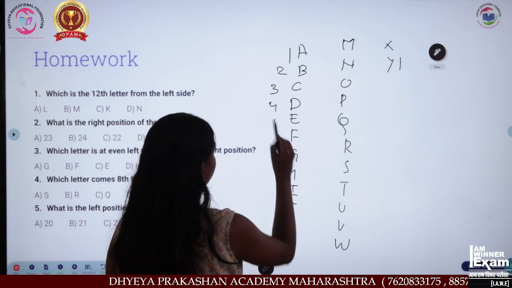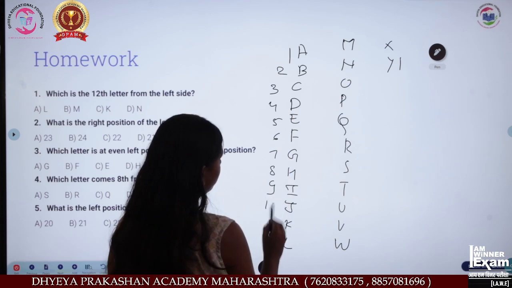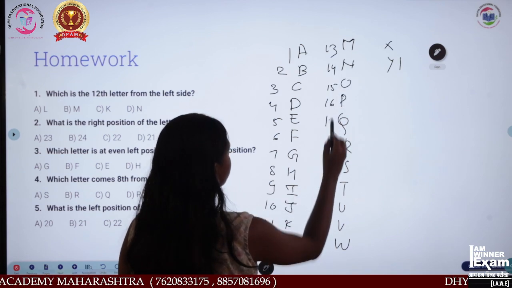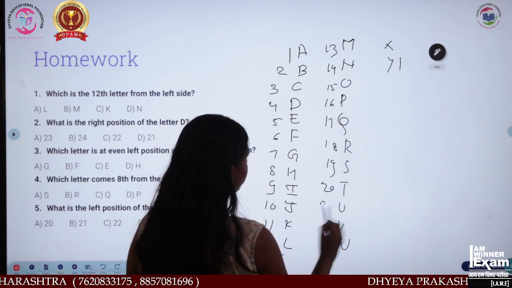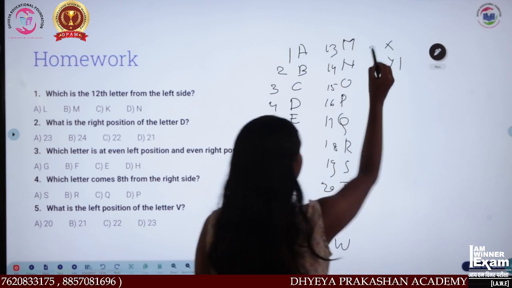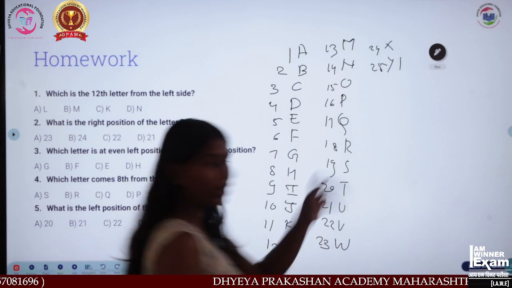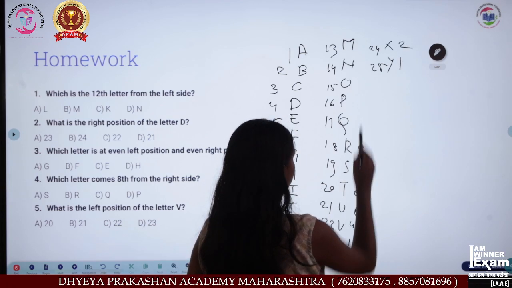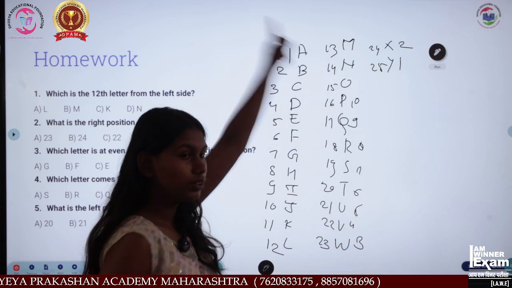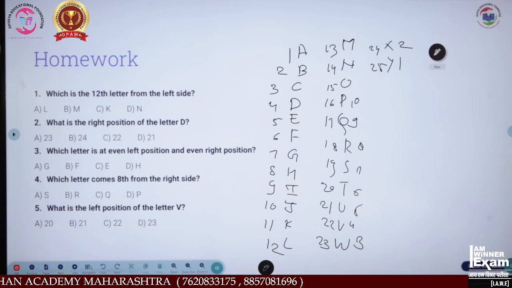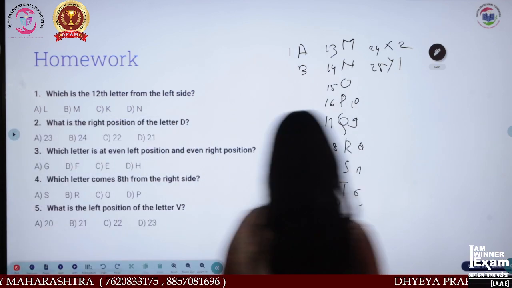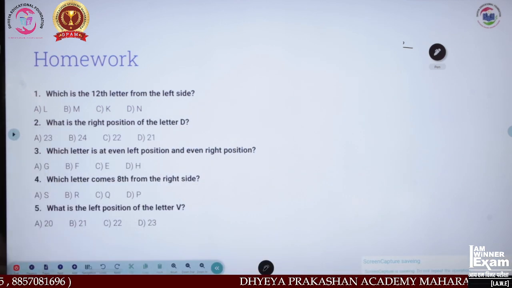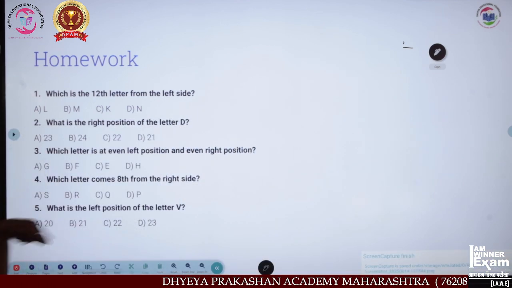So from the left it goes 2, 3, 4, 5, 6, 7, 8, 9, 10, 11, 12, 13, 14, 15, 16, 17, 18, 19, 20, 21, 22, 23, 24, 25, and from the right hand side 1, 2, 3, 4, 5, 6, 7, 8, 9, 10, and so on. We have to go the same till 8. So this is your homework.